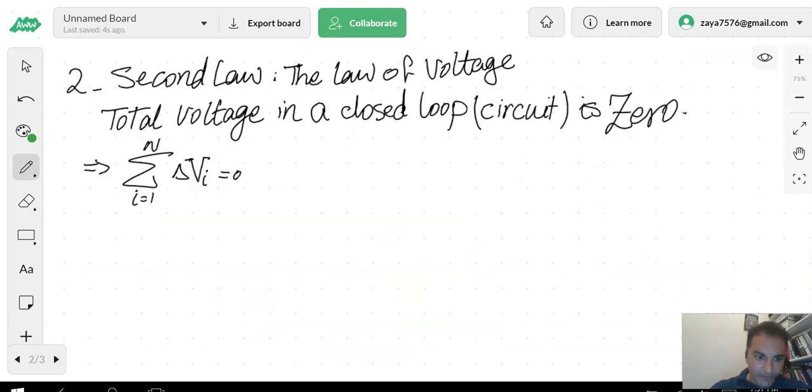Now let's see what is the second law. Second law, it says this. It's called also the law of voltage. Watch guys, it says total voltage in a closed circuit. Pay attention, total voltage in a closed circuit is 0. What does closed circuit mean? Look.